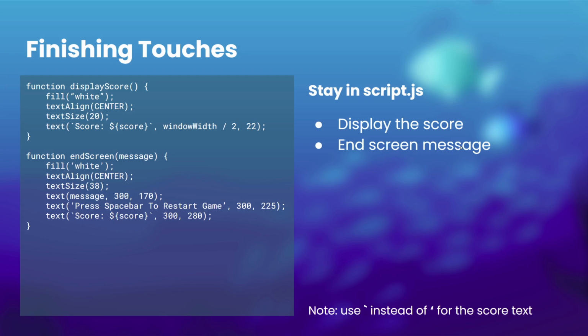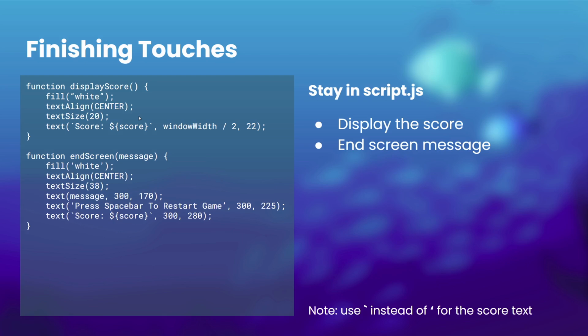So the display score, again, this is going to be a draw function, so it'll fill the color to white, align it center, and then it'll take in our score. It'll write score with a colon, and then this $ with curly braces essentially is asking JavaScript to insert a variable there, and essentially we're inserting the variable score.